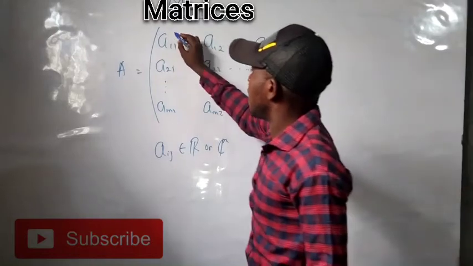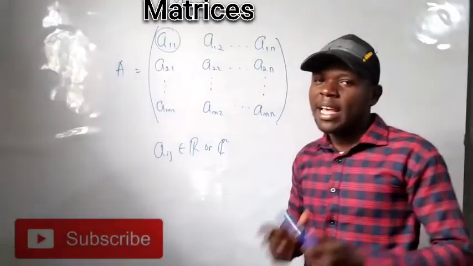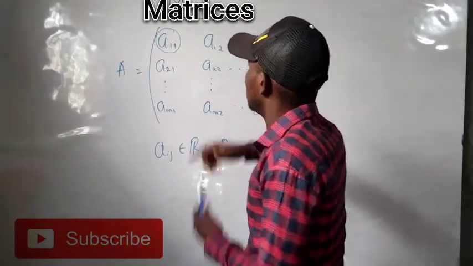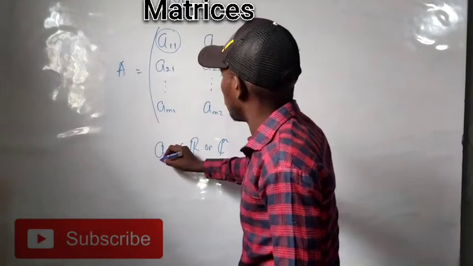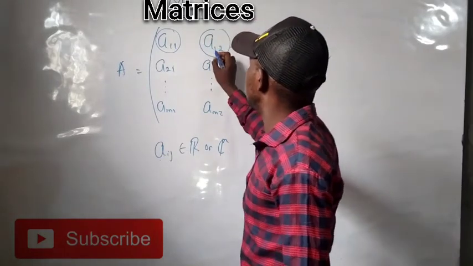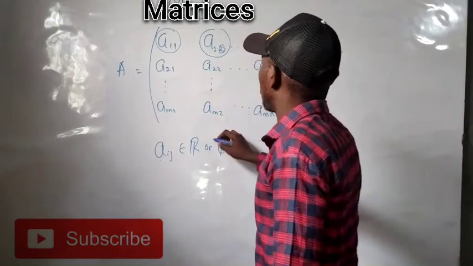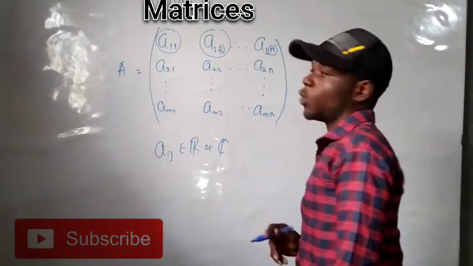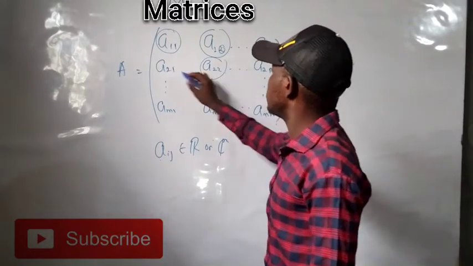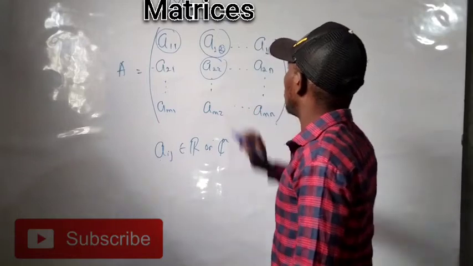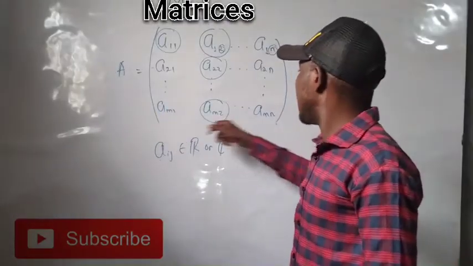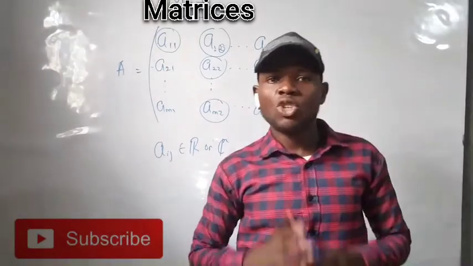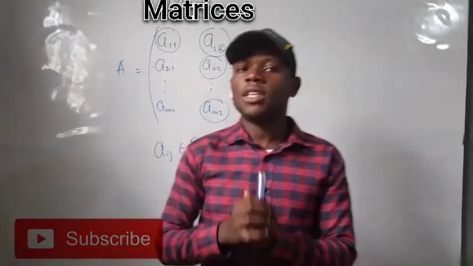Now, this single entry represents something. It represents the element on the first row and on the first column. While this one implies the element on the first row and on the second column. This one implies the element on the first row and on the nth column. This one implies the element on the second row and on the second column. This one implies the element on the mth row and on the second column. So that's how simple it can be, as I bring into light what these things imply.